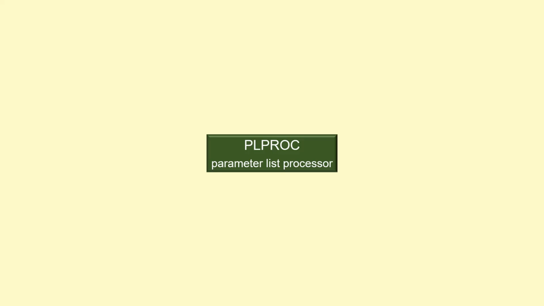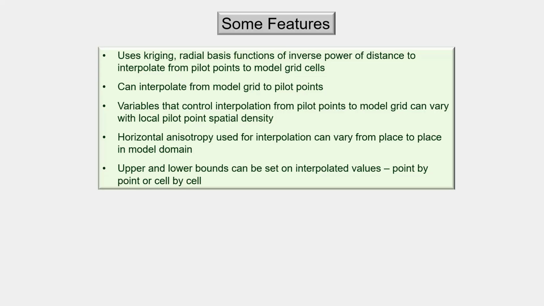So now let's say a few words about PLPROC. PLPROC, as stated before, stands for Parameter List Processor. PLPROC can undertake interpolation from pilot points to a model grid using a variety of different mechanisms. The most used are kriging and radial basis functions, but it can also use inverse power of distance. It can interpolate from pilot points to a model grid. It can interpolate from a model grid to pilot points. It's very flexible in the way that it applies its interpolation schemes. For example, you can control the algorithm used for interpolation on a pilot point by pilot point basis. And we'll just talk about that shortly.